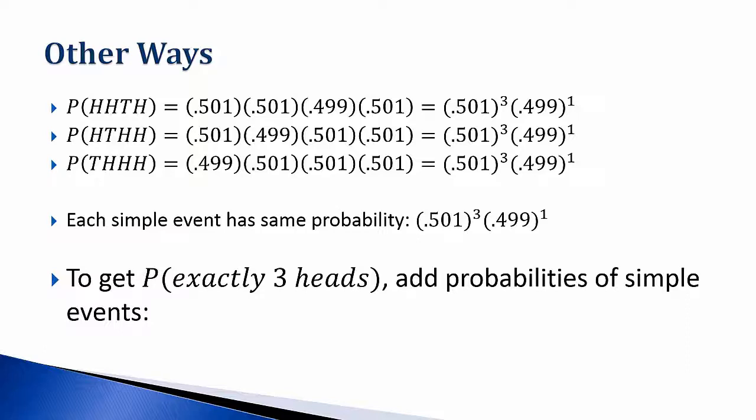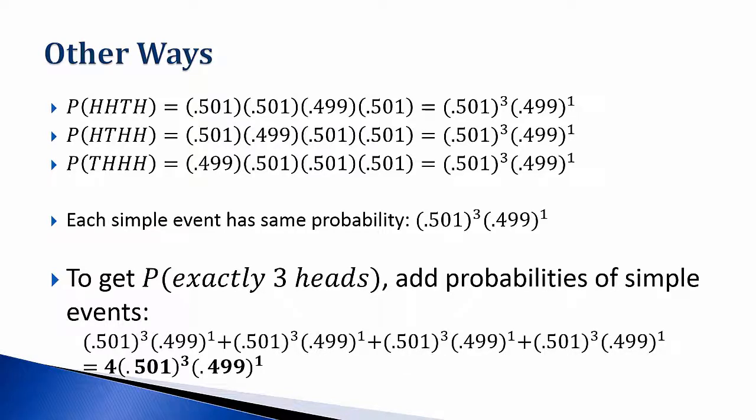Now we can add the probabilities. Why can we simply add? Well, HHHT, HHTH, HTHH, and THHH are all mutually exclusive, and we can add probabilities of mutually exclusive events. We wind up with 4 times 0.501 to the 3rd times 0.499 to the 1st.